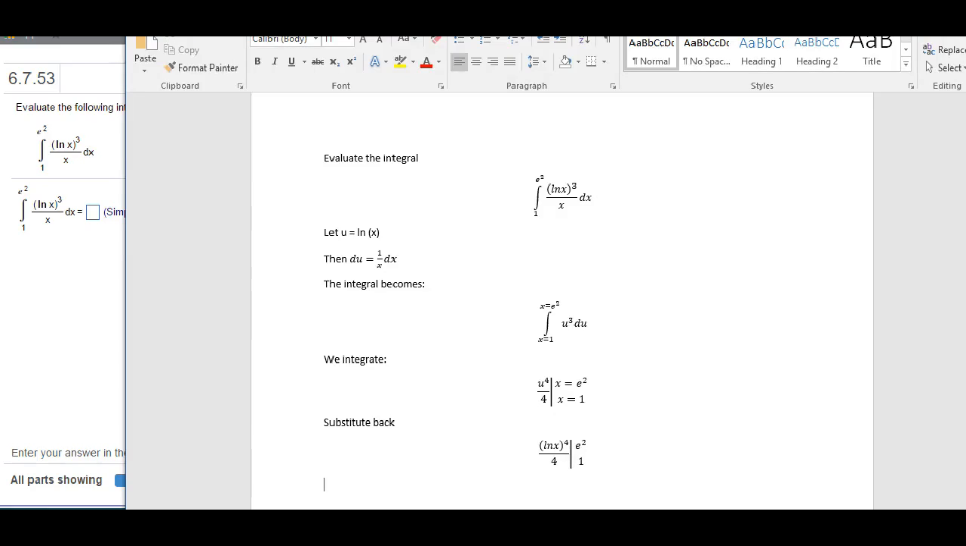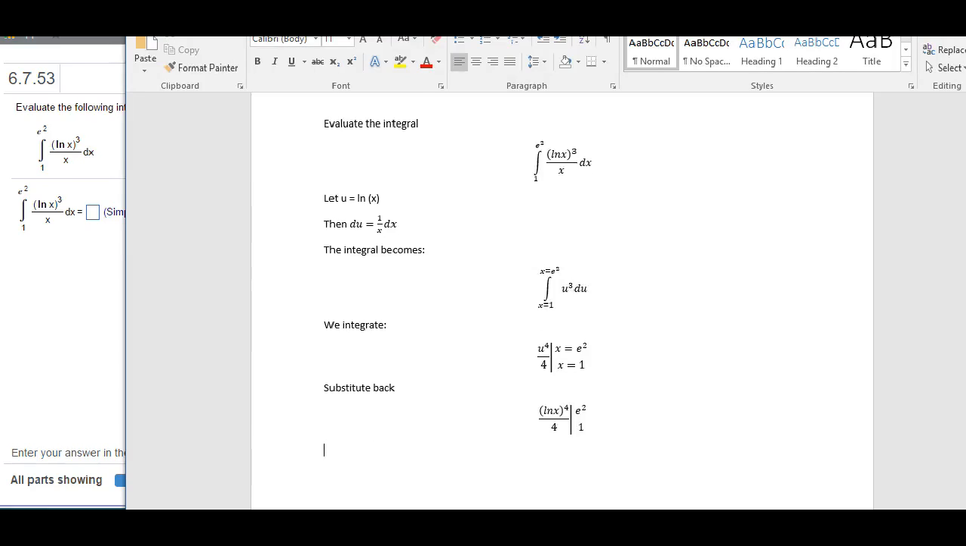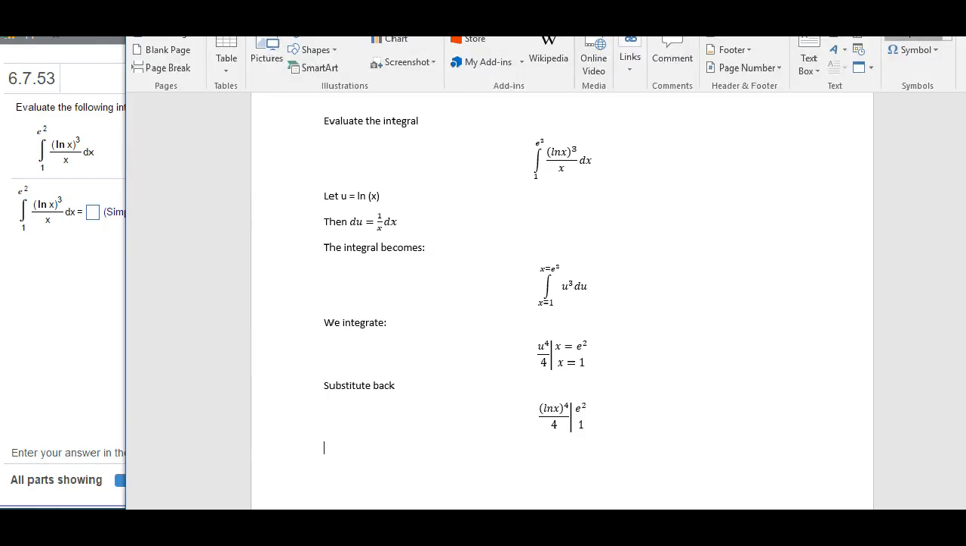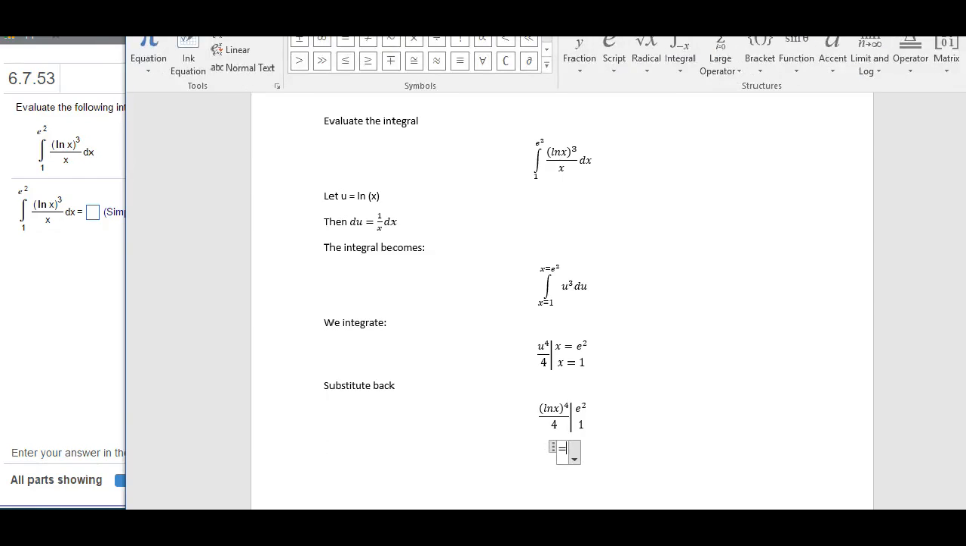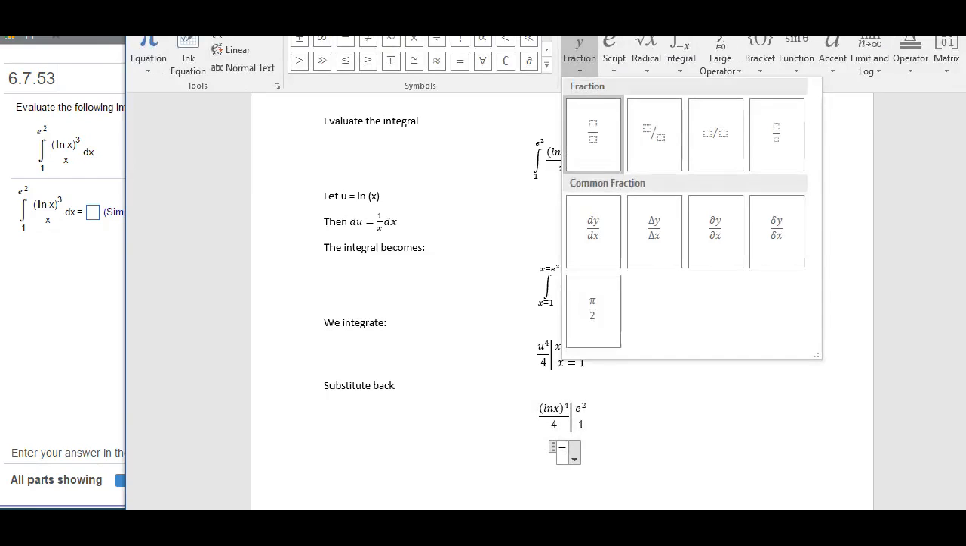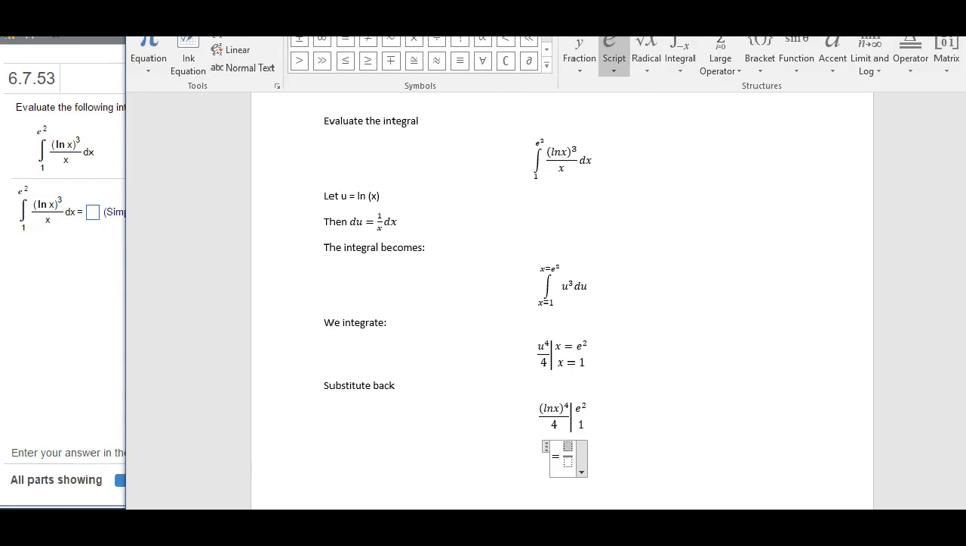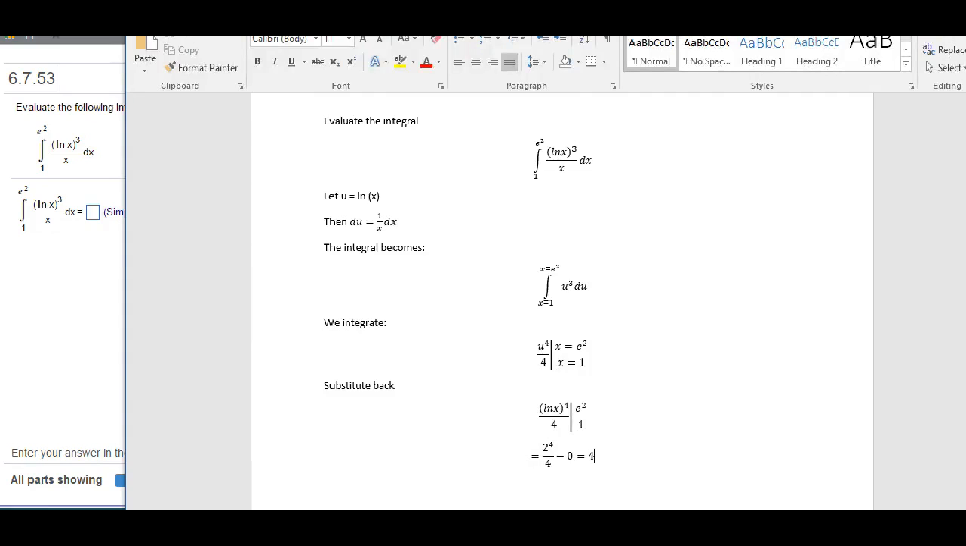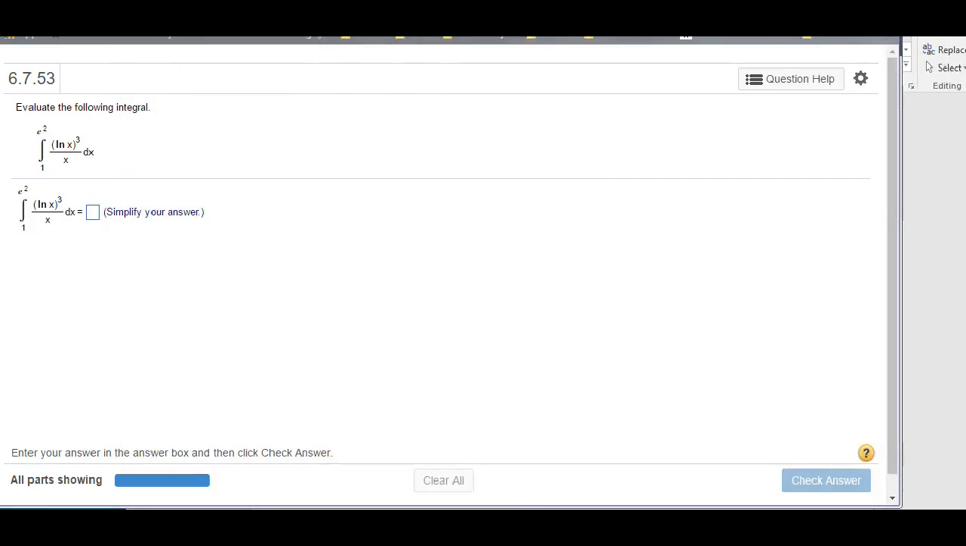So now we have to plug in e squared for x. So that's ln of e squared, and the ln and the e cancel, so that's going to be 2 to the 4th over 4. And then when I plug in the lower limit of 1, the natural log of 1 is 0, so I'm really just subtracting 0. And so 2 to the 4th is 16. 16 divided by 4, I think I get an answer of 4 here. All right, let's go back and check. I get an answer of 4.